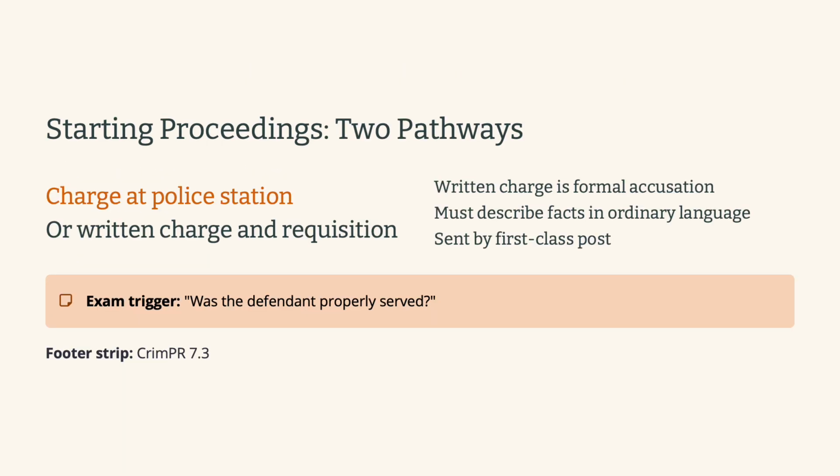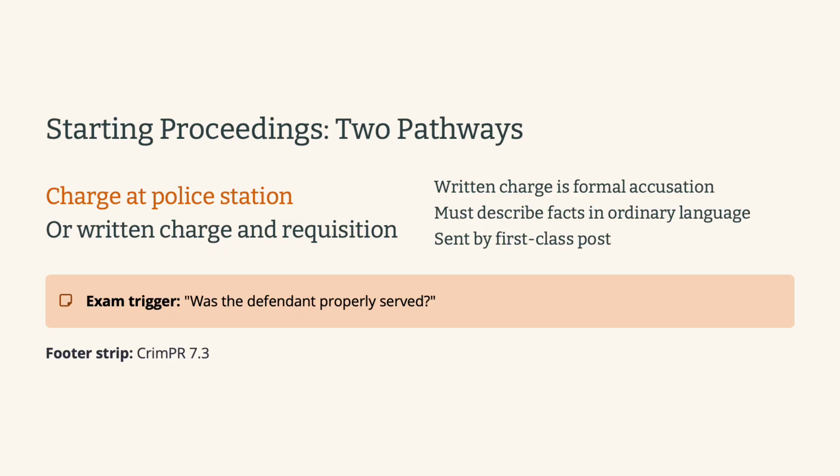So the next thing is starting proceedings. Two pathways: how summary prosecution actually commences. There are two pathways and we need to understand both. The first pathway is charging at the police station. After arrest and investigation, the custody officer formally charges the defendant. The defendant is then either bailed or remanded to appear at the magistrates' court. The traditional method is still used, particularly where the defendant is in custody.